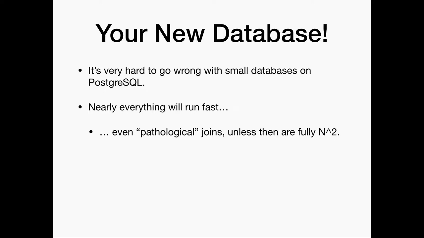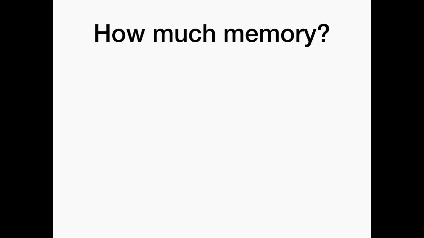Even these weird pathological joins, these 23-page joins that people love to write, which have to be run every time someone refreshes the home page, naming no names. Unless they manage to do a cross-join, which I've seen, it'll run fast, because small database, everything's in memory. You can even just use the stock postgresql.conf, it'll be fine.